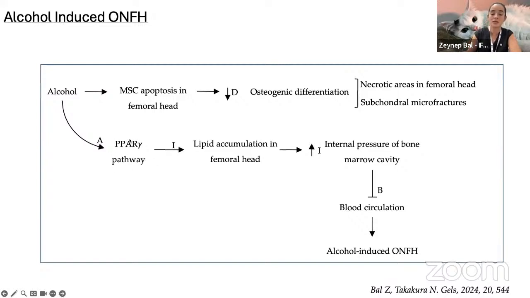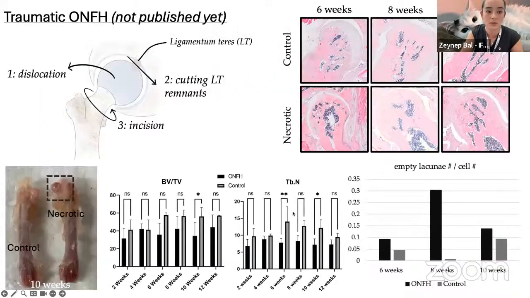Another thing here, I really like this pathway anyways, excess use of alcohol will activate the PPAR gamma pathway, which is one of the key regulatory pathways in adipogenesis. It will increase the internal pressure of the bone marrow cavity because it will cause lipid accumulation in the femoral head, which will block blood circulation. You end up with alcohol-induced osteonecrosis.